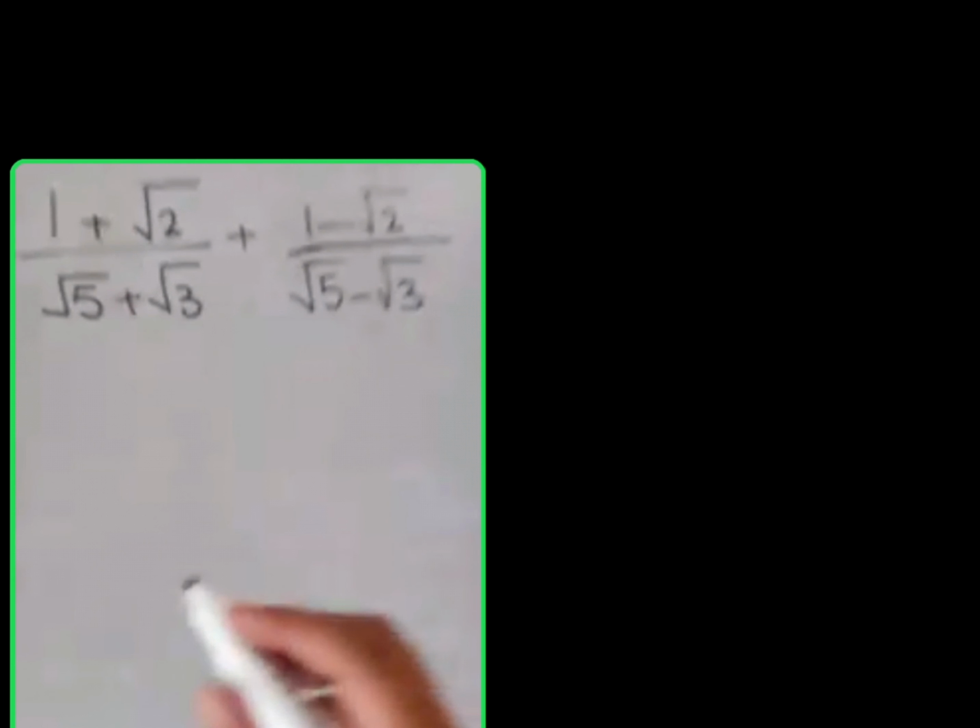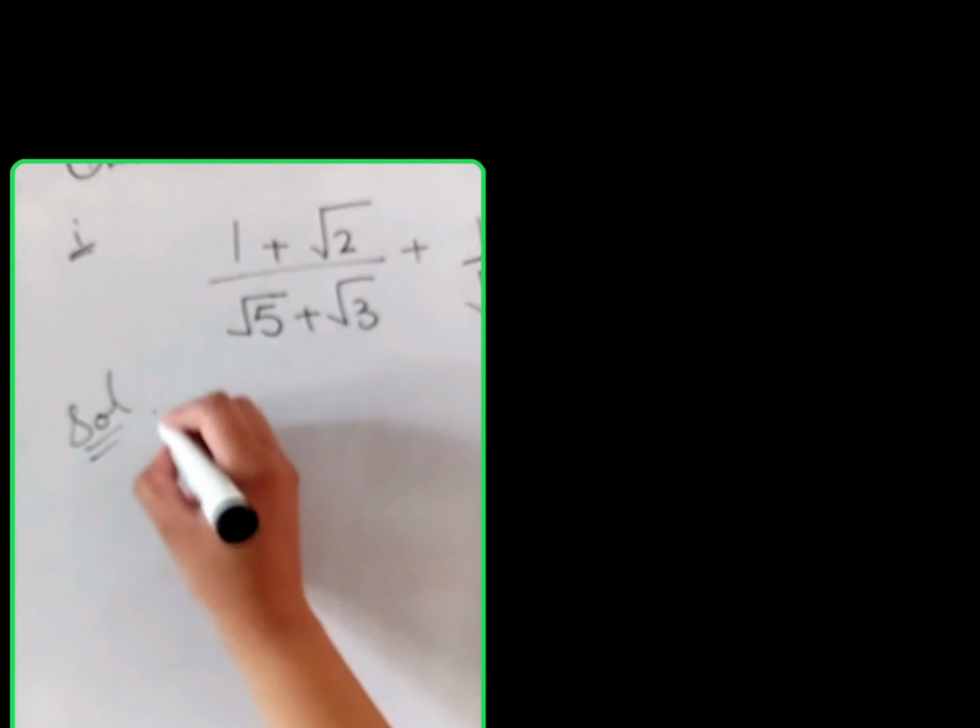Okay, beta, look here. Look at this type of question. 2 fractions are given, rather 3 fractions are given. What you have to do? Simplify. Simplify means you have to add or subtract according to the question, whatever the sign is involved in the question. 1 plus square root 2 divided by square root 5 plus square root 3.